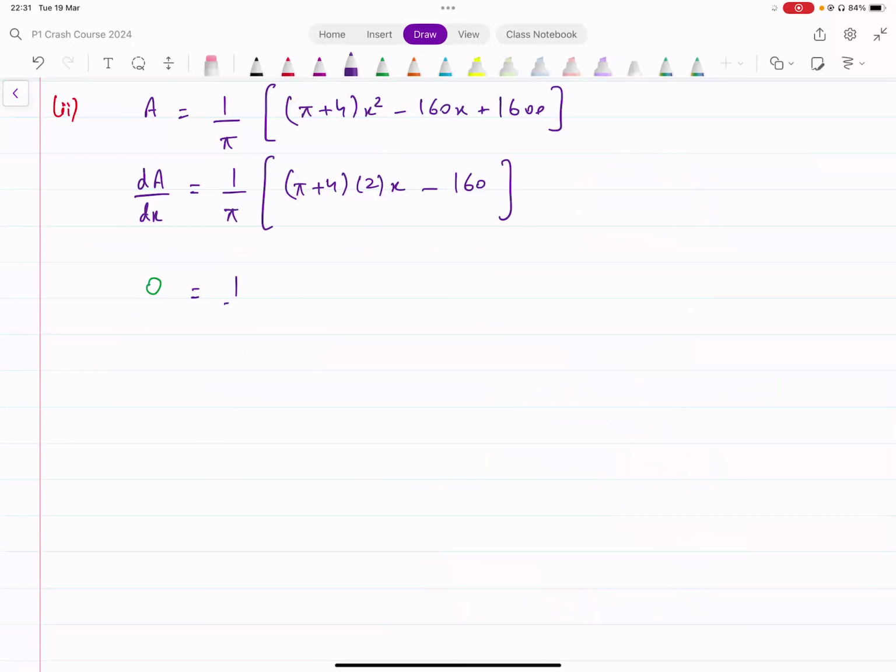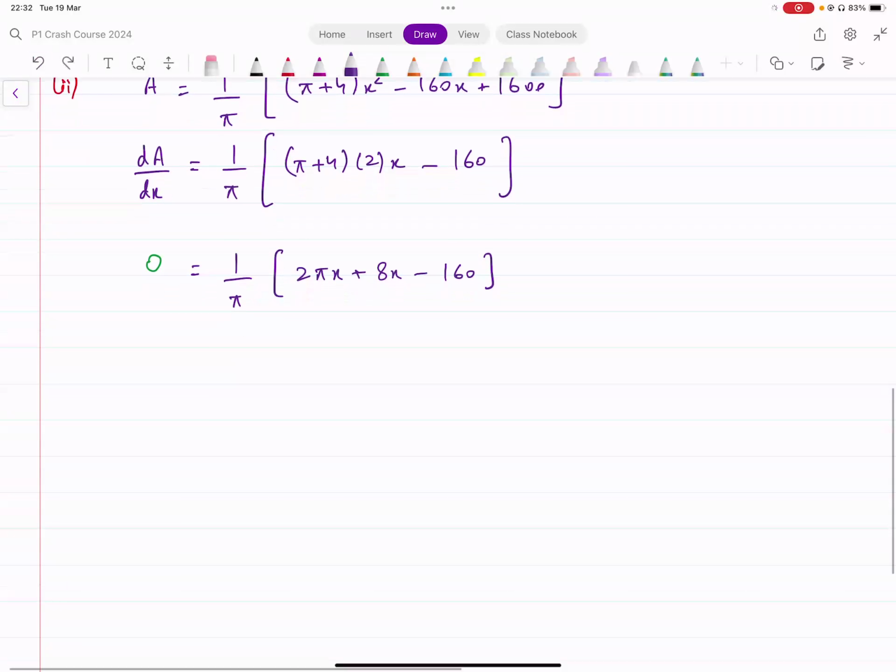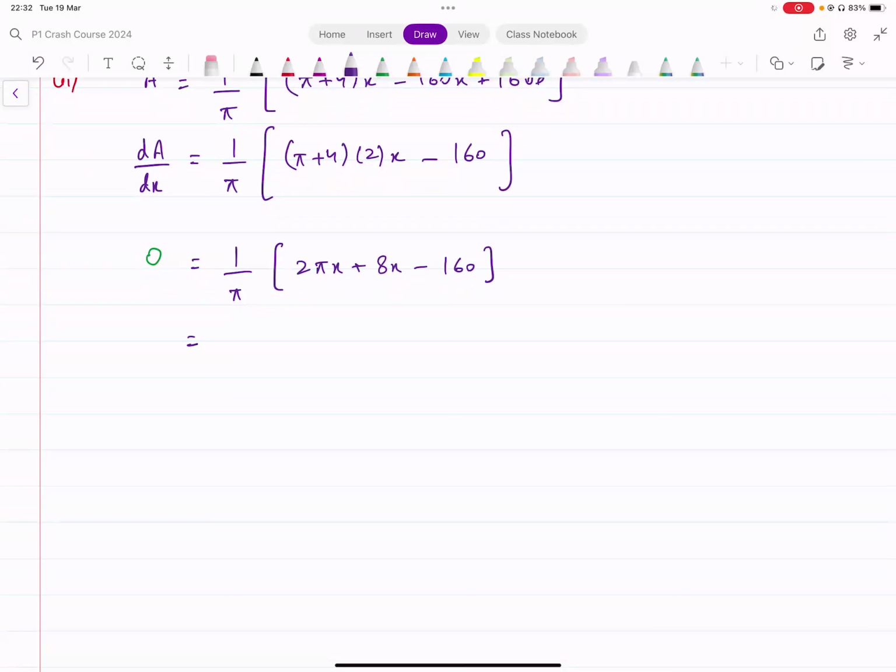0 equals 1 over pi multiplied by (pi plus 4) times 2 times x. Let's actually just multiply this inside. It's going to become 2 pi x plus 8 times x minus 160. Now this pi goes to the other side, gets multiplied by 0, and it gets eliminated. What are we left with? 2 pi x plus 8x minus 160.